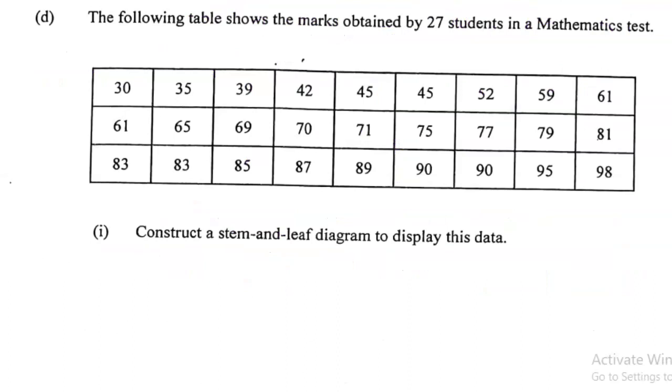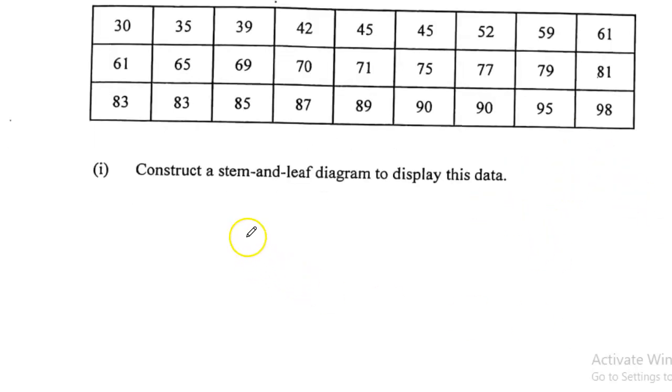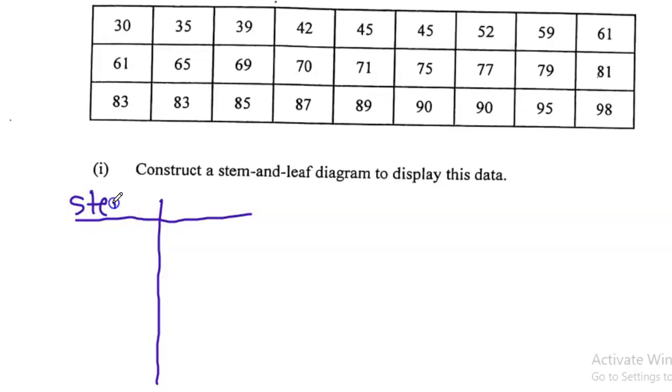So part D, the following data shows the marks obtained by 27 students in a math test. Construct a stem and leaf diagram to display this data. So let's do this stem and leaf. The numbers start from 30 and go up to the 90s, so let's do a little table here. This is our stem, and we have a leaf over here.